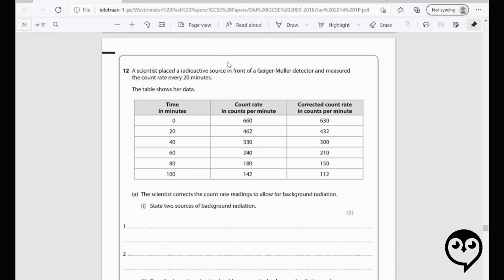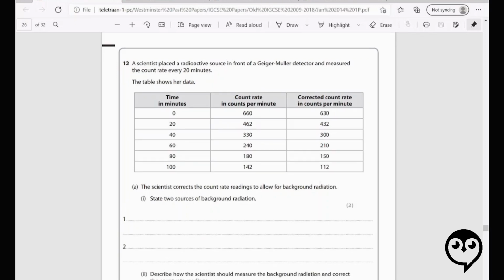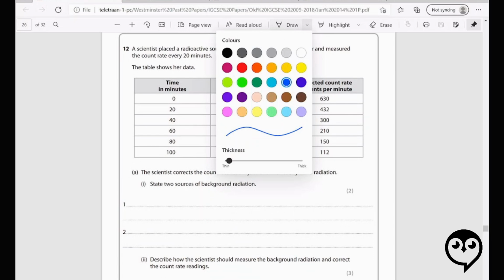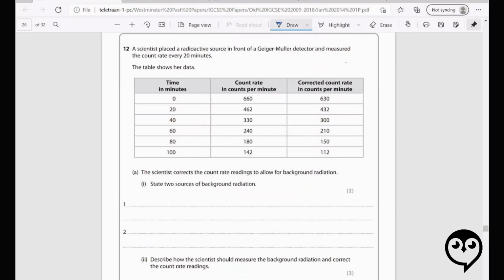Right, moving on. This is January 2014, a paper 1, and they've got a question regarding some experiment here. You've got your count rate per minute and corrected count rate. It looks to me like they've subtracted 30 for the background. State 2 sources of background.